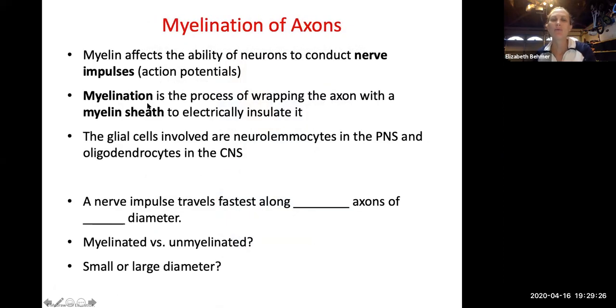So myelin, a little bit more about myelin. It affects the ability of neurons to conduct nerve impulses or action potentials. You'll learn about how that works in physiology. Myelination is the process of wrapping the axon with the myelin sheath, and the glial cells involved are the neurolemmocytes or Schwann cells in the peripheral nervous system and the oligodendrocytes in the central nervous system. And this shows the answer to number 7 in your notes. A nerve impulse travels fastest along myelinated axons of a large diameter. So myelinated and large diameter.